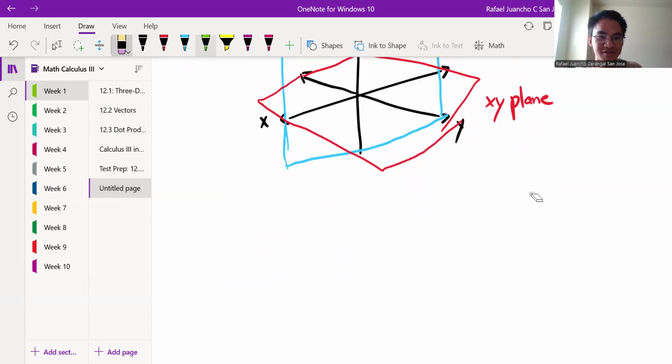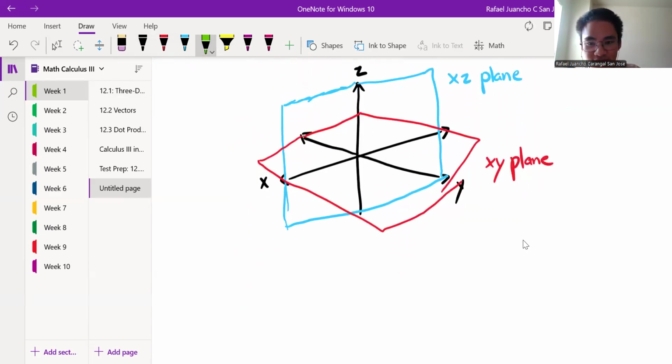And we actually have another plane here, which I'll draw in green, because RGB, oh yeah, it's RBG. Anyway, so XZ plane, XY plane, and here we have the YZ plane. Yeah, a bit messy, I know. So this is the YZ plane.